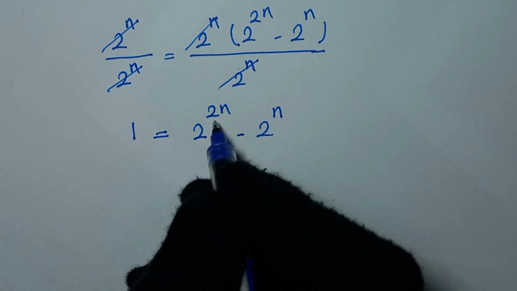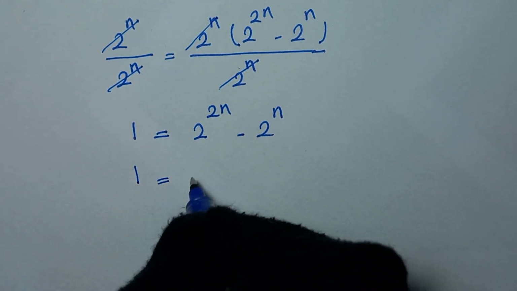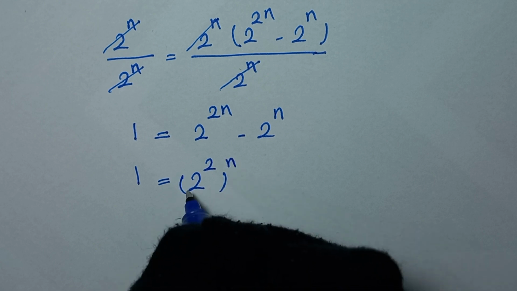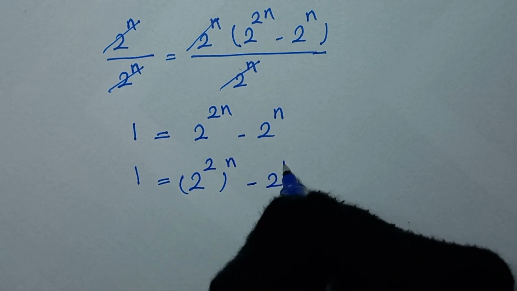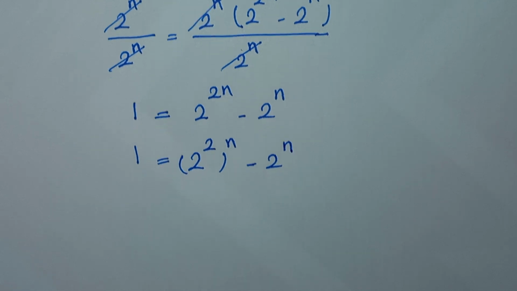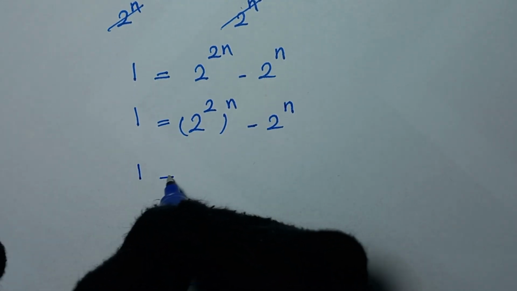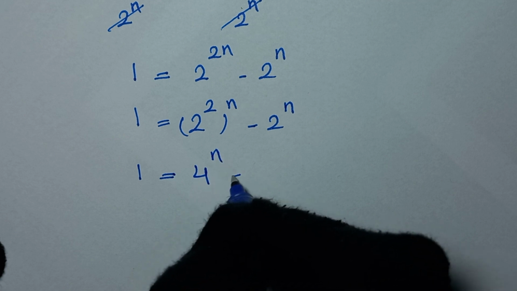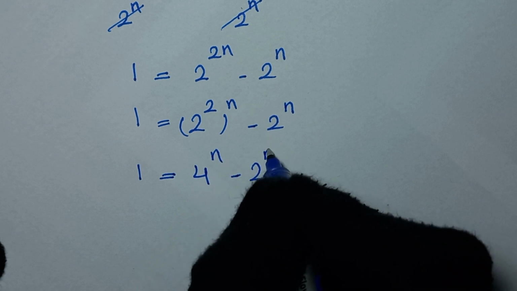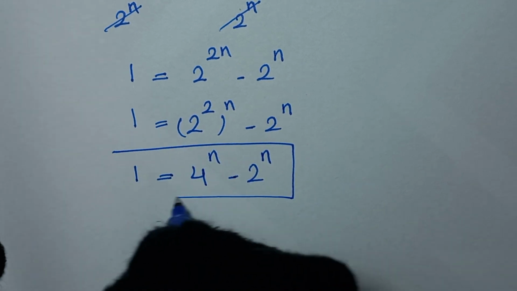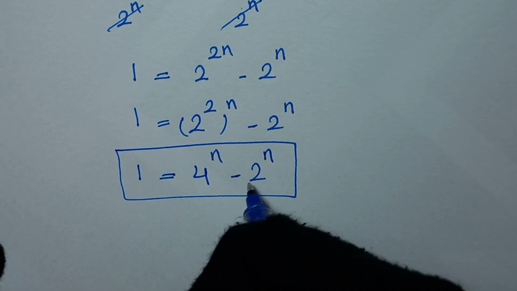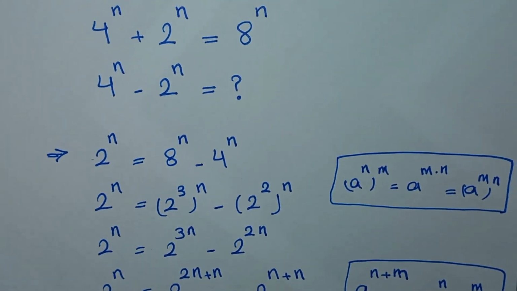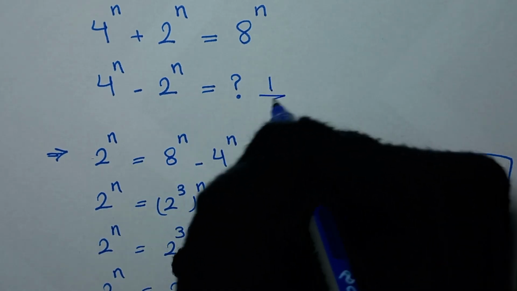And in here, from exponential rule, we can write this as 2 to the power of 2 and to the power of n, right? And minus 2 to the power of n. And it will be 1 is equal to 2 to the power of 2 is 4, so it will be 4 to the power of n minus 2 to the power of n. So 4 to the power of n minus 2 to the power of n is equal to 1, and this is our final answer. So in here we write 1.